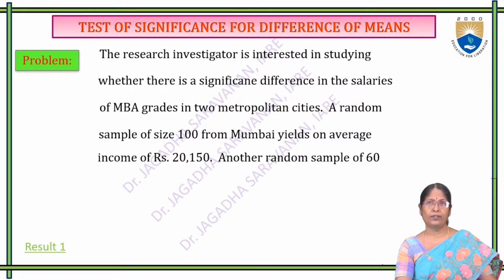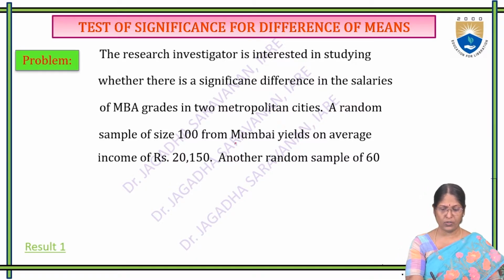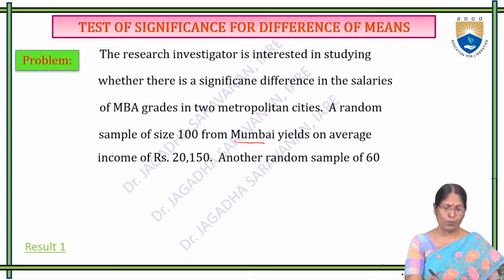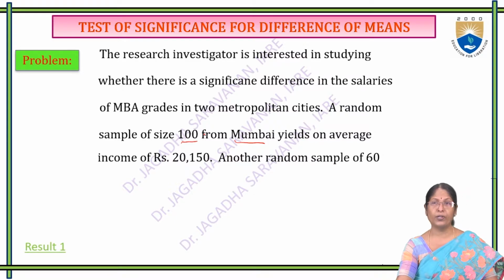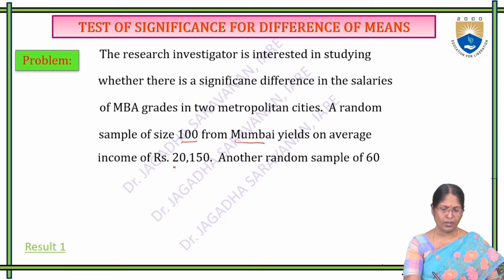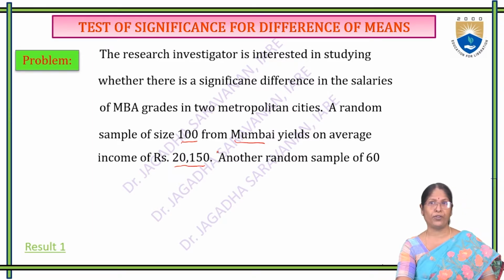That is MBA. Two cities are there. One city, the name which is given, is Mumbai. So the working people, they are getting the salary. So the average income from the working categories, from Mumbai, that 100 persons we selected as the sample. Their average income is 20,150. This is one part of the problem.